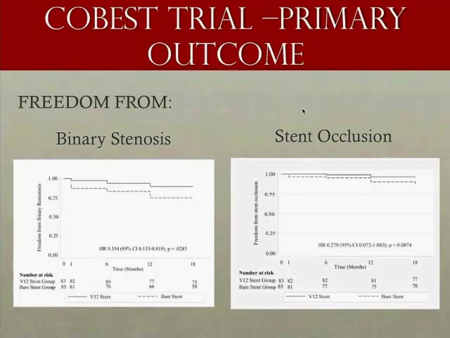So the primary outcome within the trial, freedom from binary stenosis at 18 months follow-up, you'll notice that it seemed to favor, or certainly did favor, patients who received the covered stent. So throughout the follow-up period, from basically 1 month all the way to 18 months, you'll notice that freedom from binary restenosis favored patients who had received the V12 covered stent compared to bare metal stent. Stent occlusion also seemed to favor recipients of the covered stent. However, that was not found to be statistically significant.